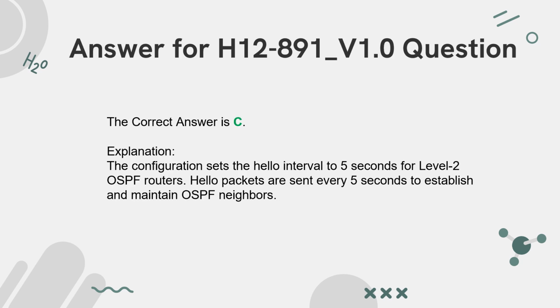The correct answer is C. The configuration sets the hello interval to 5 seconds for Level 2 OSPF routers. Hello packets are sent every 5 seconds to establish and maintain OSPF neighbors.